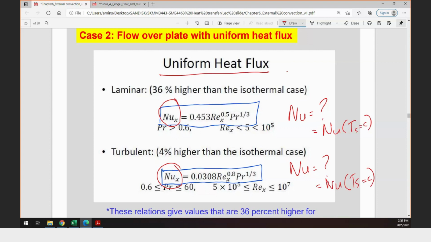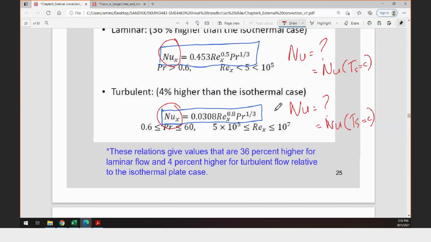Don't say in the question that the equation is not available in the textbook. Actually, if you read the description in the textbook carefully, it says that for the entire plate you can use the previous equation for constant surface temperature. Understand?